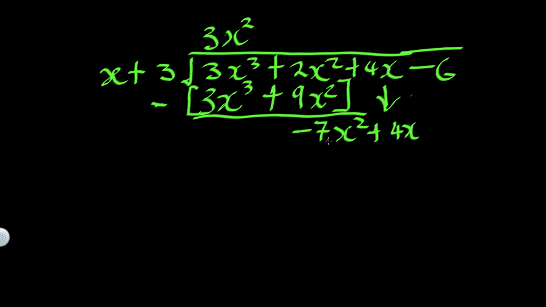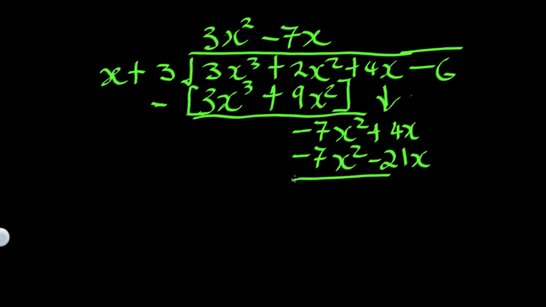So x into minus 7x squared. We always divide this first term here into the first term here. Always. That's what we do. So x into minus 7x squared, the answer is minus 7x. Then we do the multiplication. Minus 7x times x, we get minus 7x squared. Minus 7x times 3, we get minus 21x.